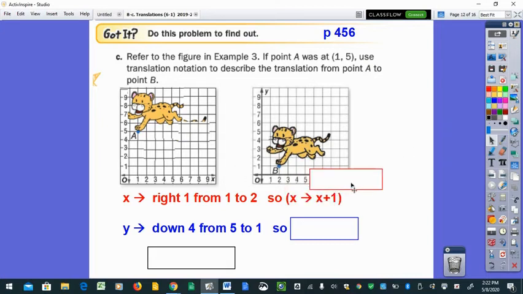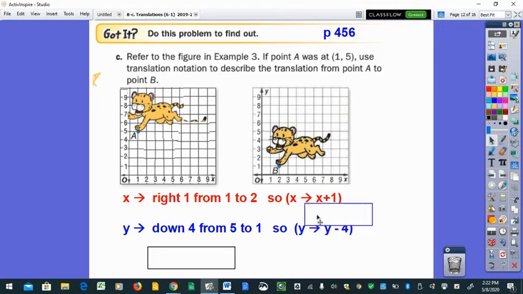So he went from 1 to 2, so that would be a translation in the x direction of x plus 1. And he went down 4 from 5 to 1, so that would be y minus 4, and that is the translation notation. So the cat went 1 to the right and 4 down, and that's where his paw ended up right there.